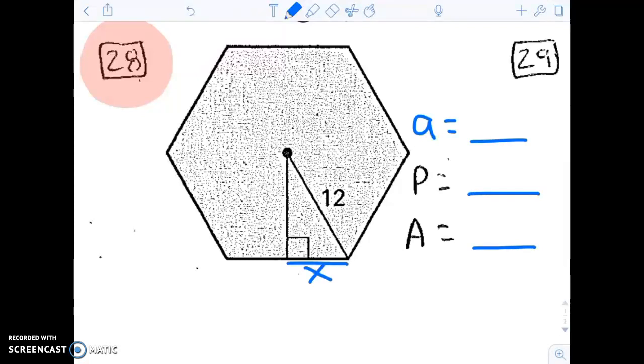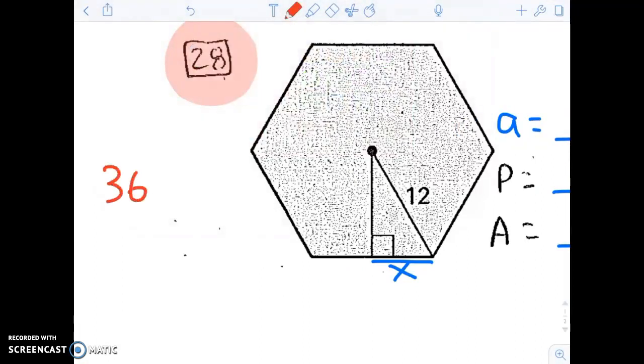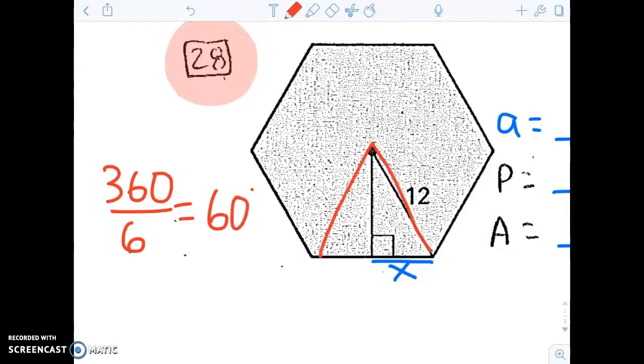So to get that length, I'm going to go over here and I'm going to say central angle. If I take 360 divided by 6 this time, I find out that the central angle, this one, is 60 degrees, and I only want half of it, so that's going to make that angle 30 degrees.